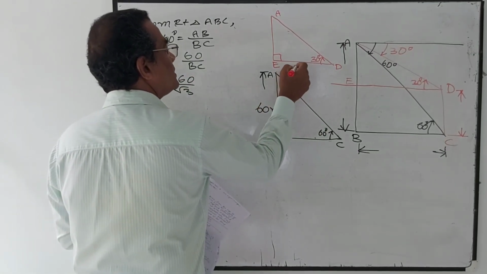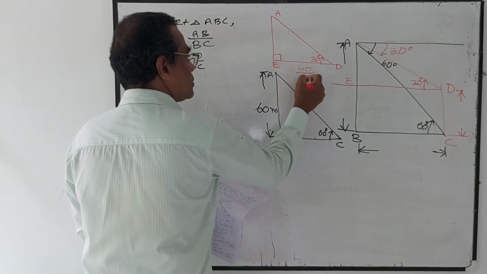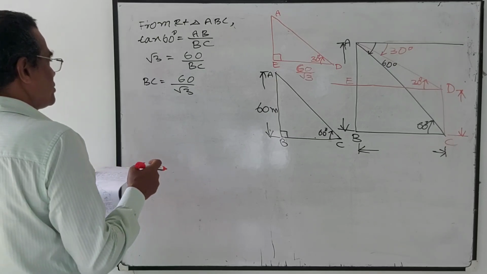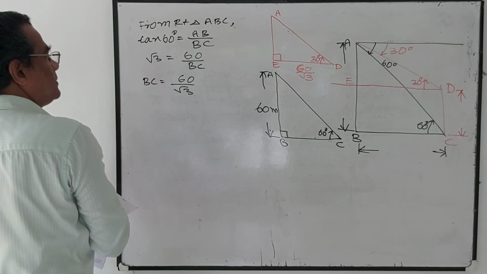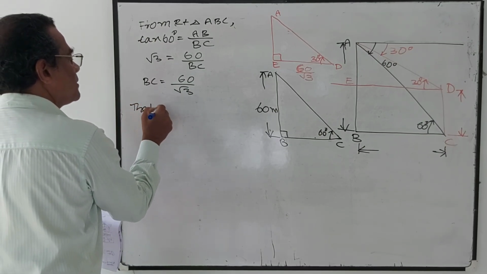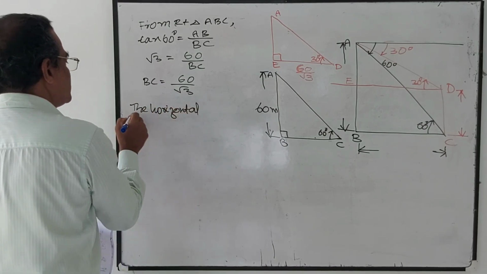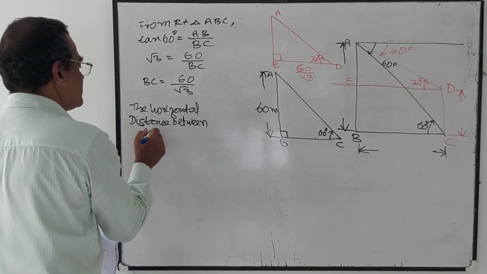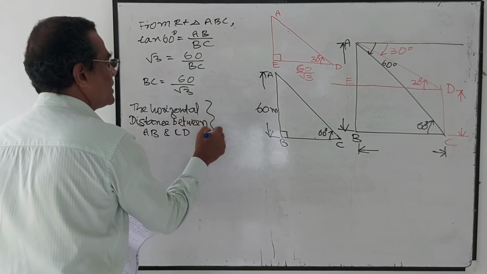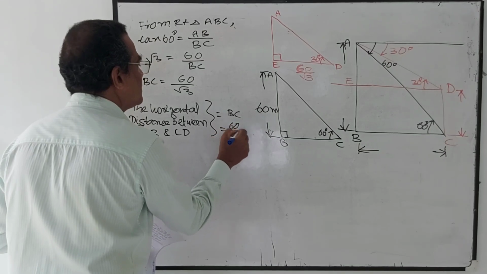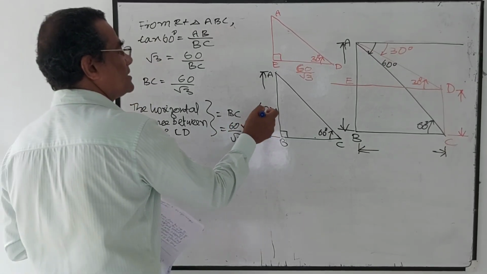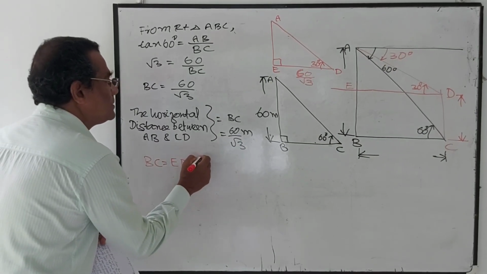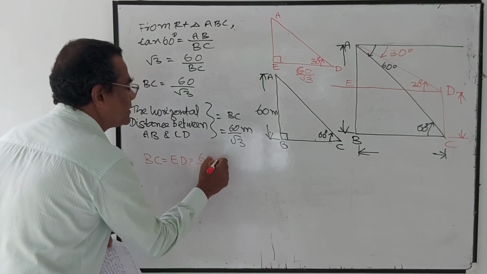So we got BC as 60 by root 3. BC is the horizontal distance between AB and CD. So the first part we can write: the horizontal distance between AB and CD is equal to BC, which is equal to 60 by root 3 meter, since this 60 is in meters. BC equals ED equals 60 by root 3 meter.